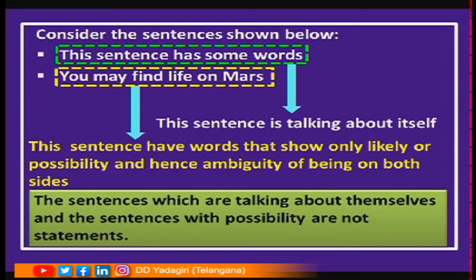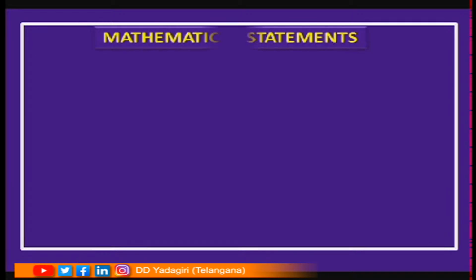So, we define that sentences which are talking about themselves, and sentences with possibility, are not statements. That means these two sentences, the one with "you may find life on Mars" and the other, are not statements, because they talk about themselves or there is some ambiguity in the sentence. Now, let us learn about mathematical statements.